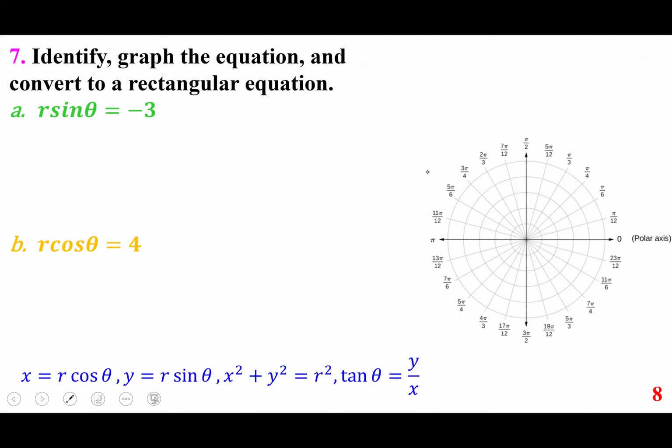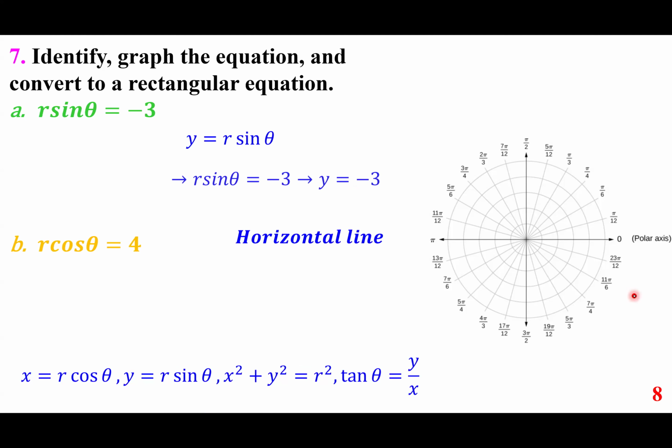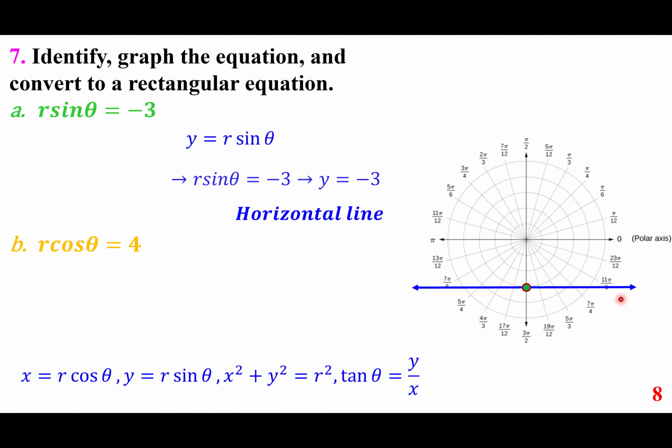We continue with graphs, convert to rectangular equation. So r sine theta equals -3. As you know, r sine theta is y. Therefore, we are looking at y equals -3, which is a horizontal line. So 3 tick marks down and a line.